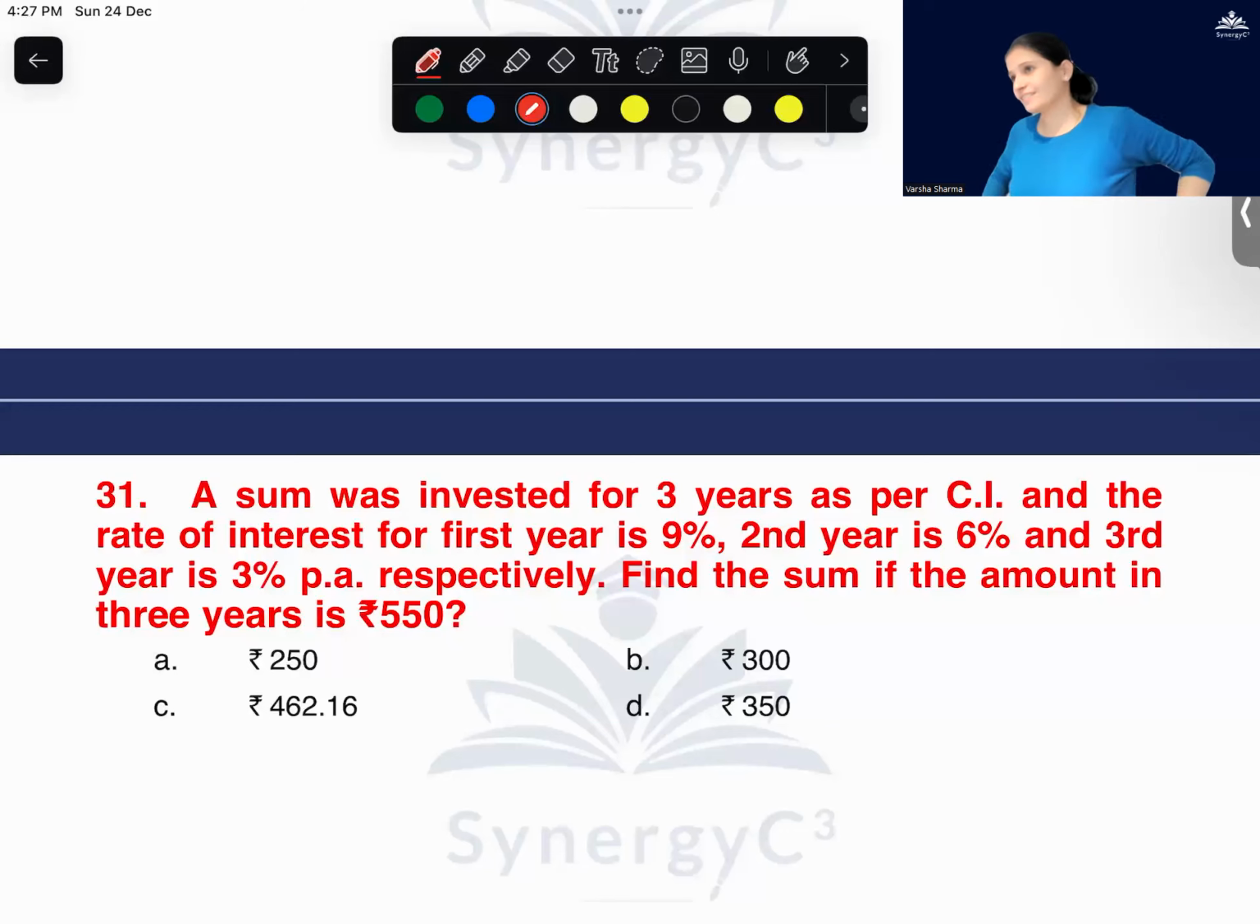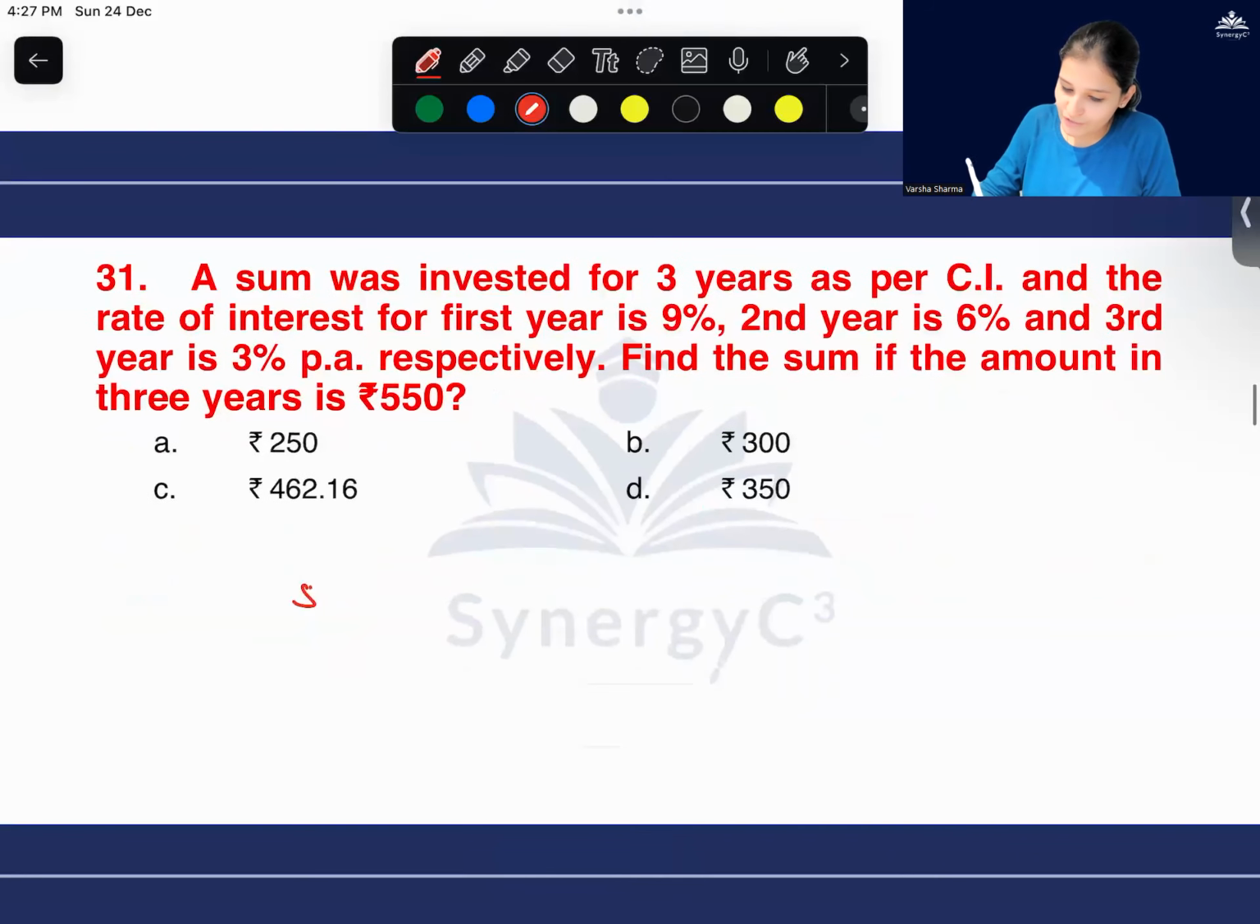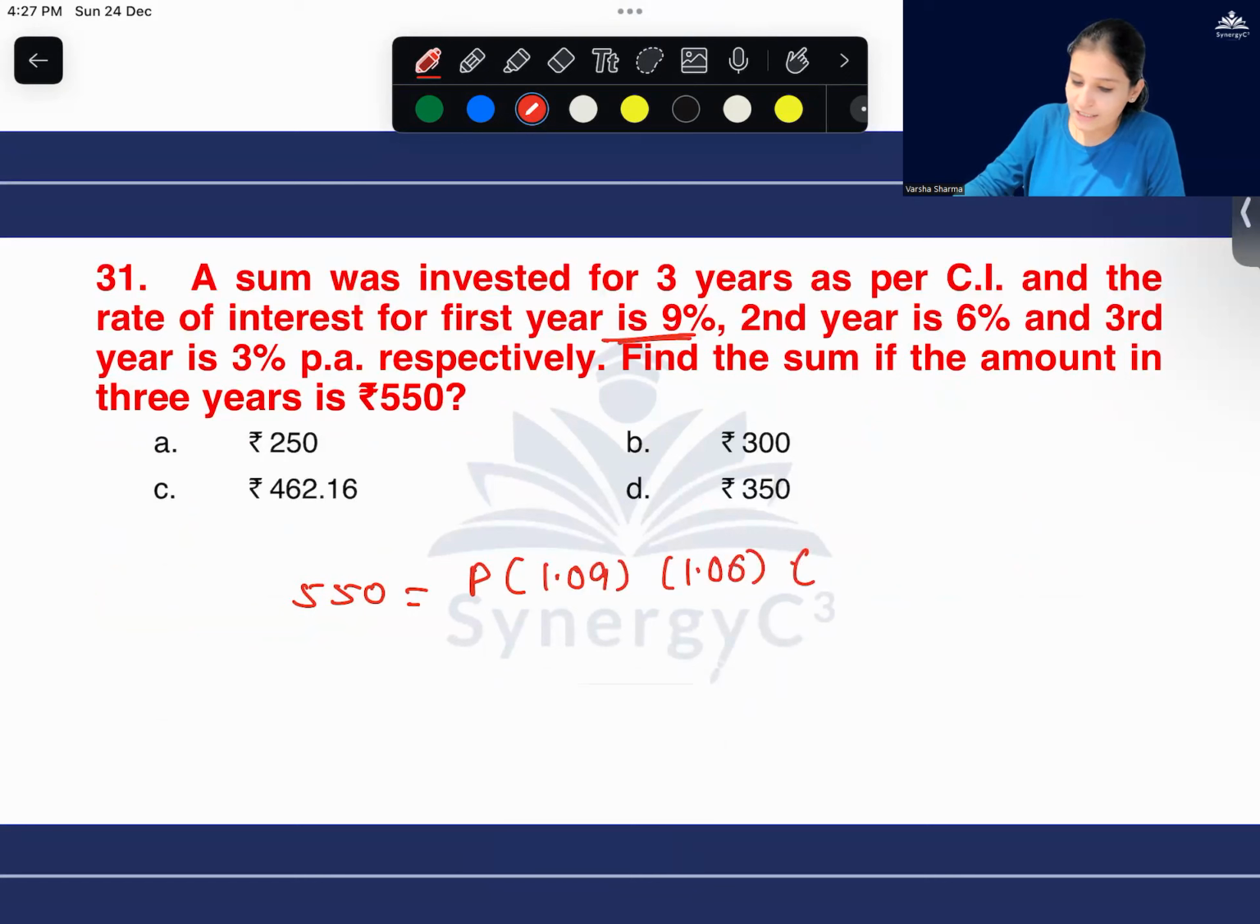A calculative guess. If there is not much time, first calculate how much you're getting, then make these. Done. Amount is 550. Principal missing. For the first year 9%, so 1.09. Second year 6%, 1.06. Third year 3%, 1.03. All were annual. So divide, you will have your answer, 462.16.